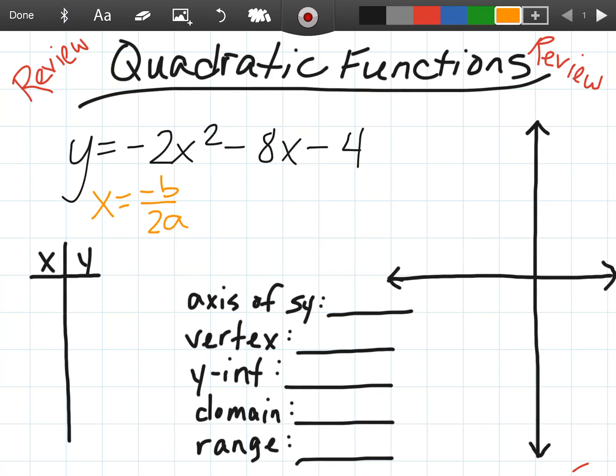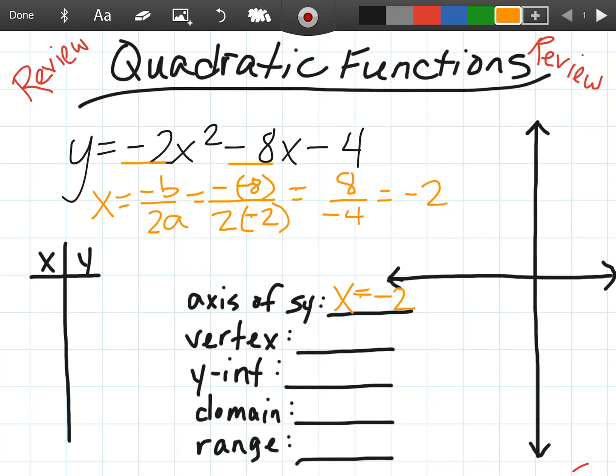So there is my A and there is my B. So I'm just going to plug these right into the equation. Negative 8 divided by 2 times negative 2. Okay. That gives me a positive 8 over negative 4, which is the same as negative 2. So my equation for the axis of symmetry is x equals negative 2.